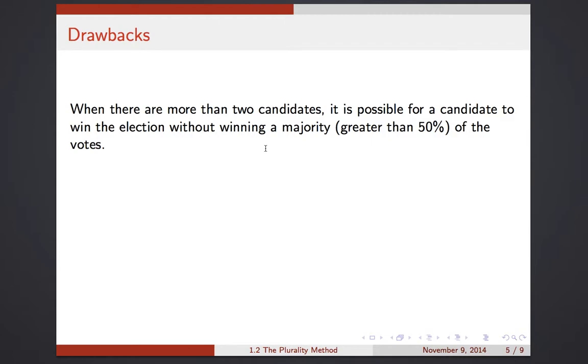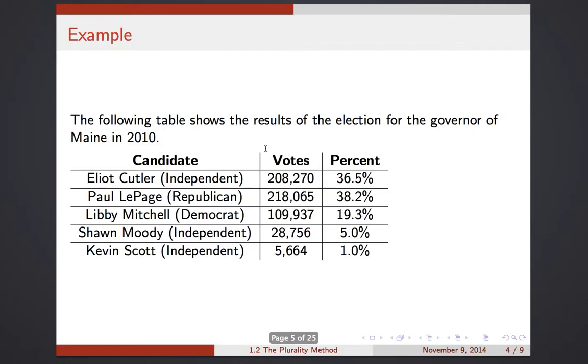You may or may not like this, but most people consider this a detriment. When you have more than 2 candidates, it's possible for somebody to win without getting a majority of the vote. So it's possible to win without getting 50% or more of the first place votes. And in this example we just did, that happened, right? Paul LePage only won 38% of the votes, and yet he still wins. So without being the favorite of a majority of voters, you can still win.